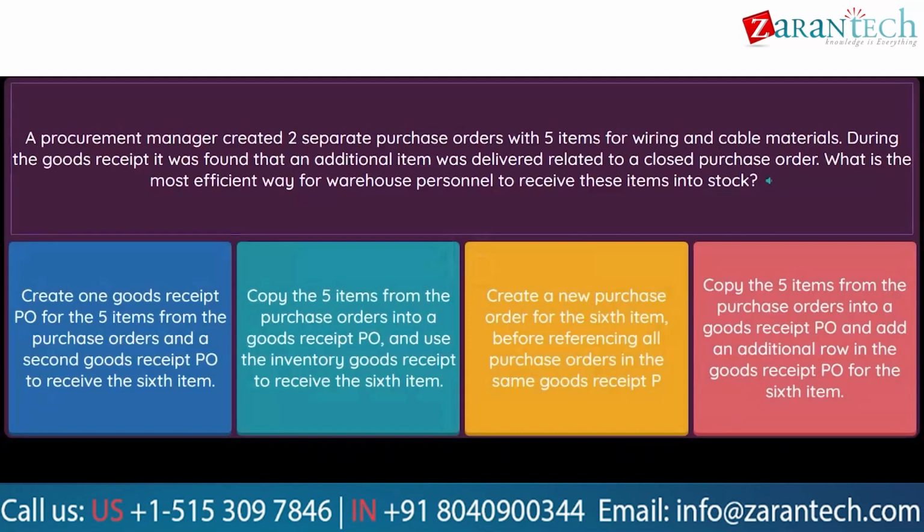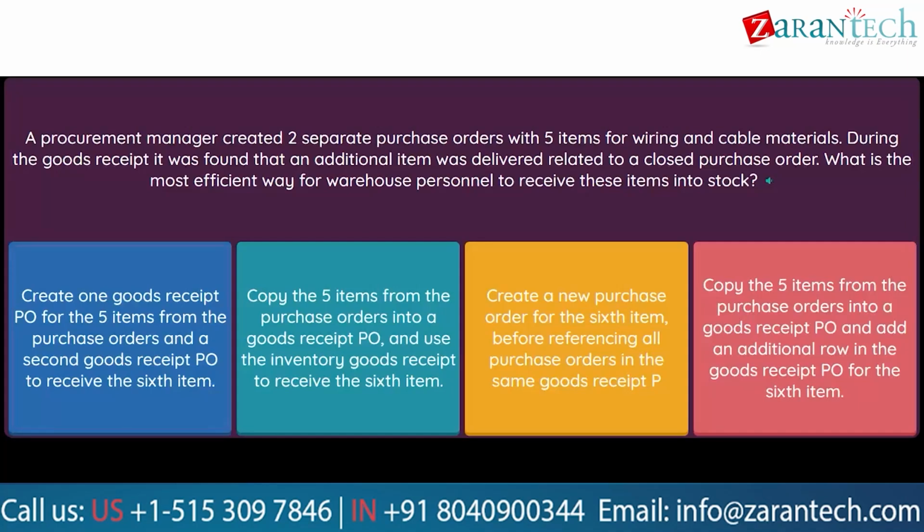Question: a procurement manager created 2 separate purchase orders with 5 items for wiring and cable materials. During the goods receipt it was found that an additional item was delivered related to a closed purchase order. What is the most efficient way for warehouse personnel to receive these items into stock?